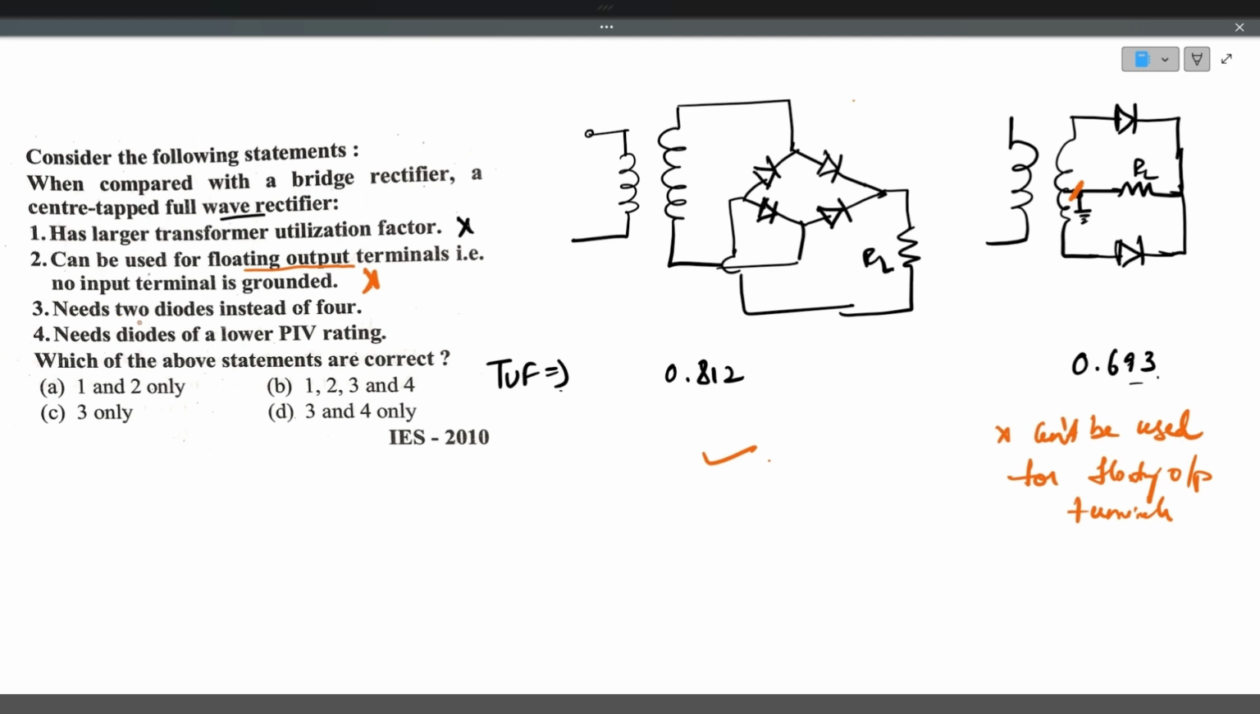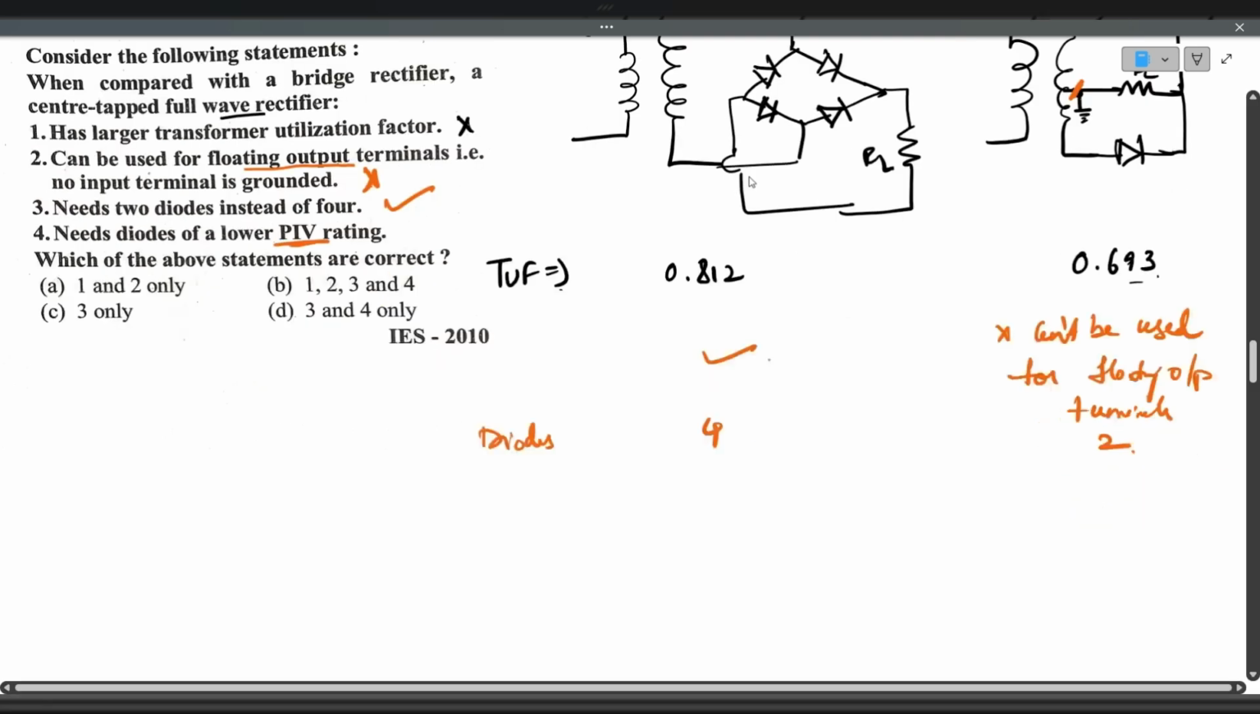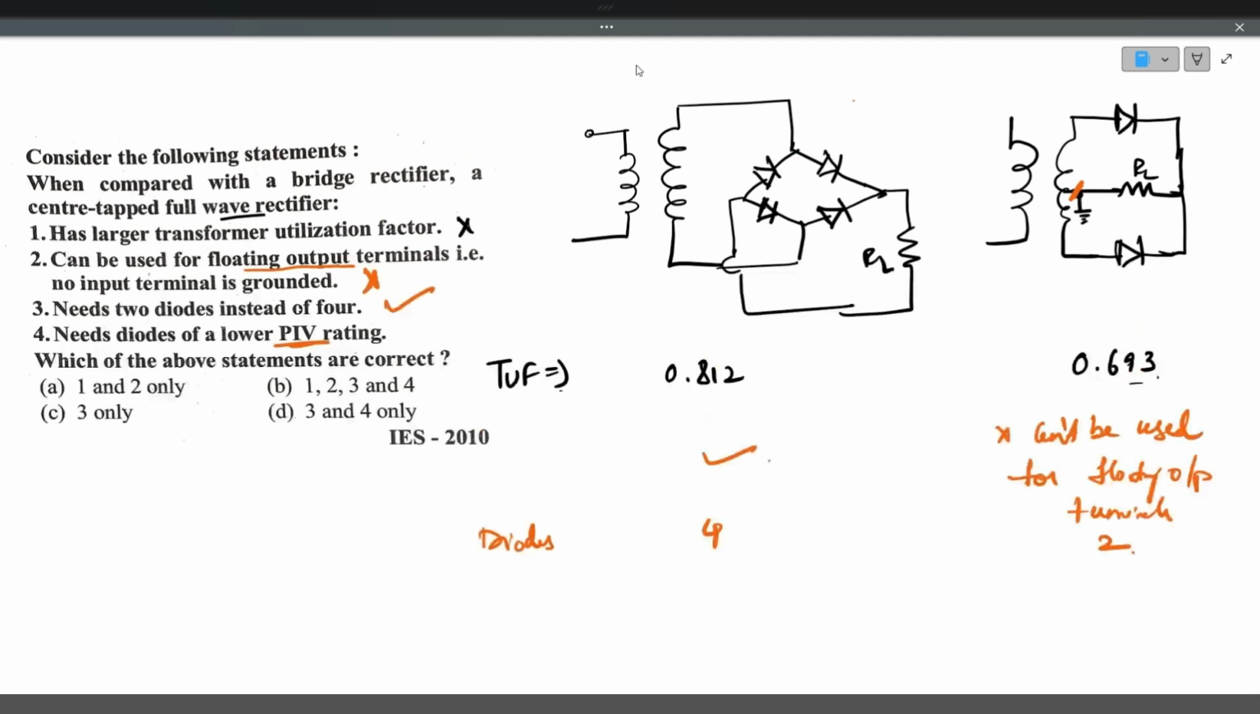Center tap needs 2 diodes instead of 4. This is true. Center tap needs 2 diodes, and the number of diodes in a bridge rectifier is 4. And center tap needs diodes of lower PIV rating. This is false. Bridge requires lower PIV rating, because in center tap, when the diode is reverse biased, the voltage across the diode will be 2 Vm. Suppose this diode D2 is reverse biased and D1 is conducting.